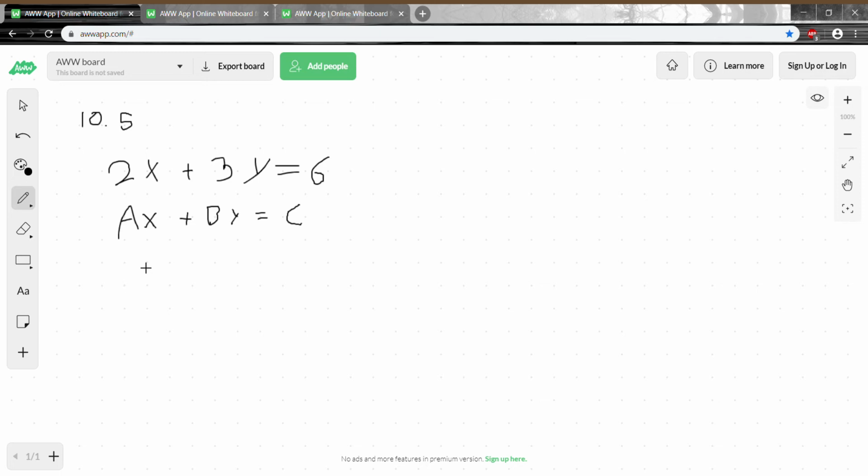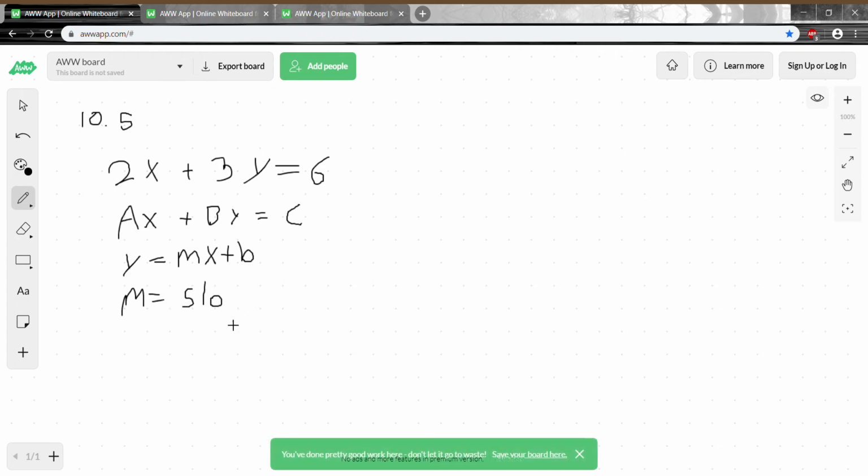slope-intercept form. So slope-intercept, y is equal to mx plus b. Y is the same, x is the same. In chapter 10.2, we introduced m as the slope of the line. You can discover it if you have 2 points. Most of the time in this chapter, it will be given to you. And b is the y-intercept.